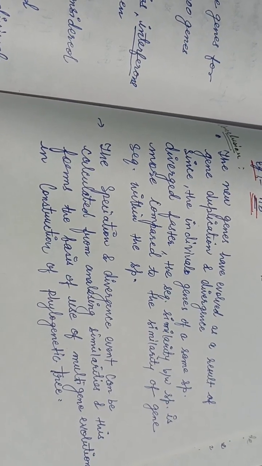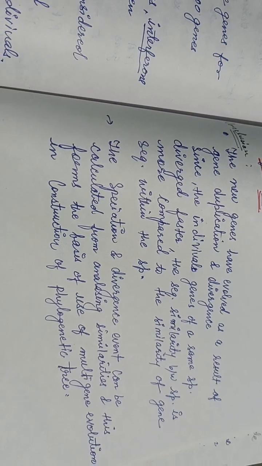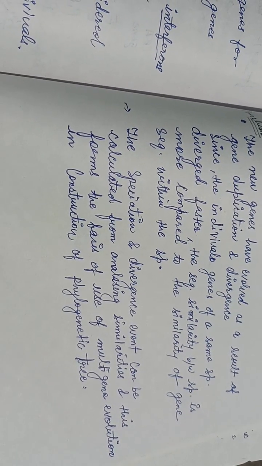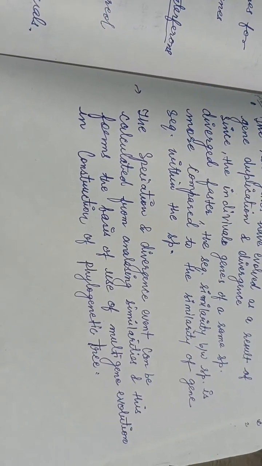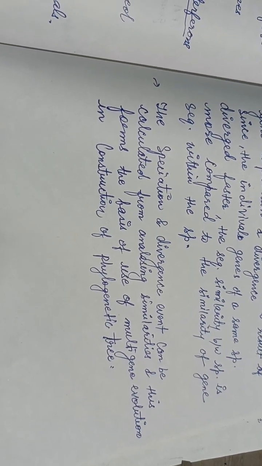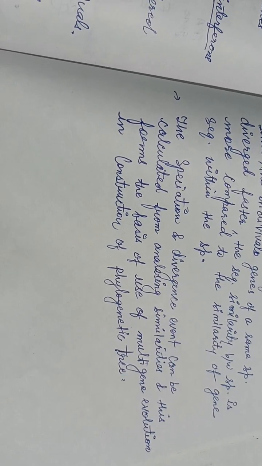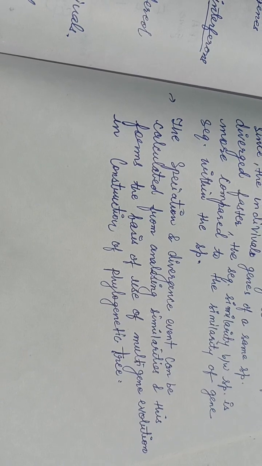As a conclusion, we can say that new genes have evolved as a result of gene duplication and divergence. Since the individual genes of the same species diverge faster, the sequence similarity between species is greater than the similarity of gene sequences within a species. The speciation and divergence events can be calculated by analyzing similarities, and this forms the basis of multigene evolution in the construction of phylogenetic trees. This is all about new genes and the evolution of multigene families.